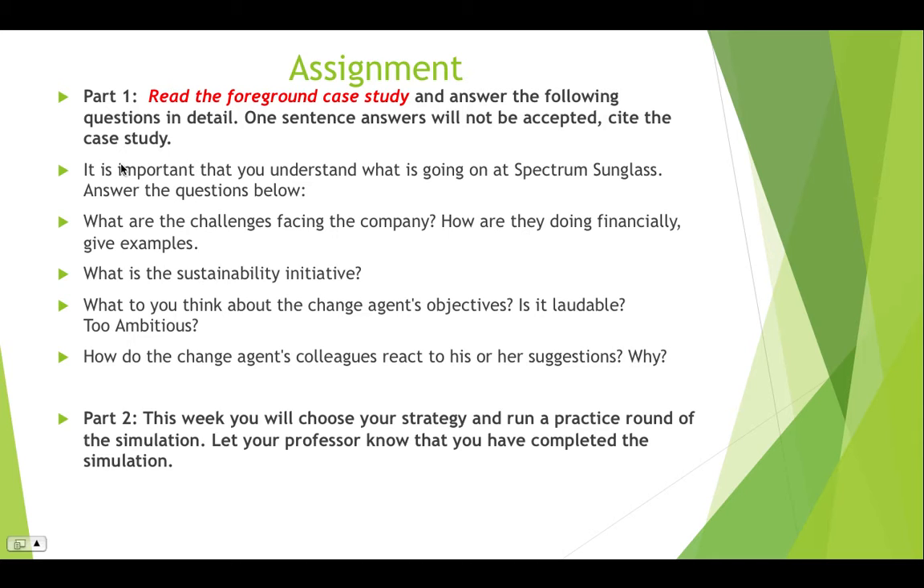So think through that. Then for part 2, you're going to choose your strategy and run a practice round of the simulation. I've assigned you a role within the simulation, and what I want you to do is play out your role. It's not about how many points you get or whether your change initiative or decision making is correct or incorrect. It's more about the experience and reflecting on what happened and why. And I would like people to let me know how the simulation is going, because if people need help walking through that, I want to be able to provide that for people.